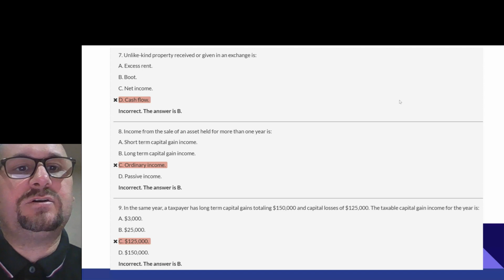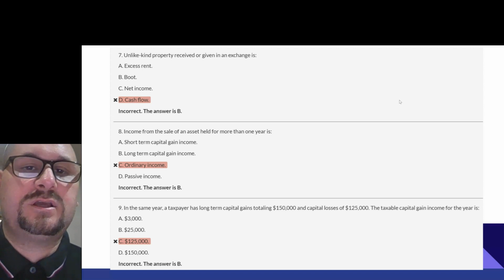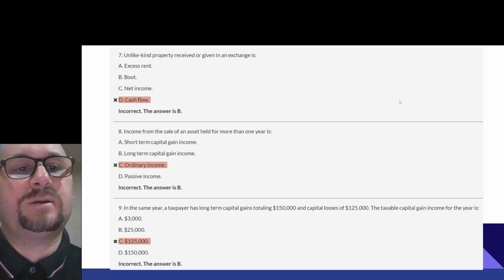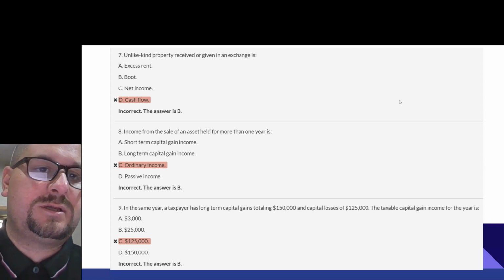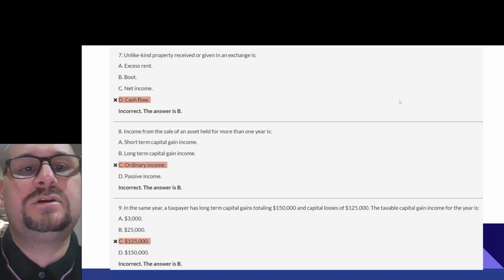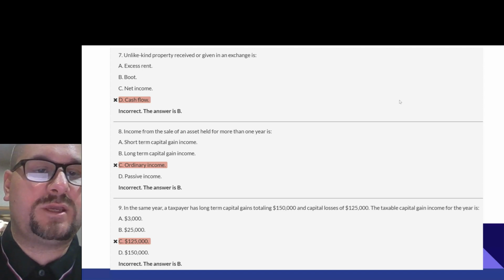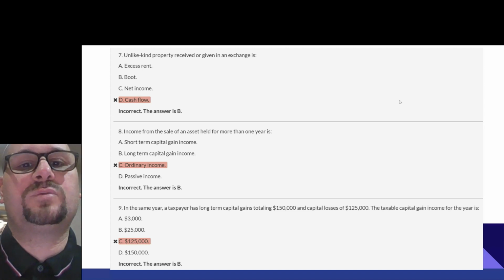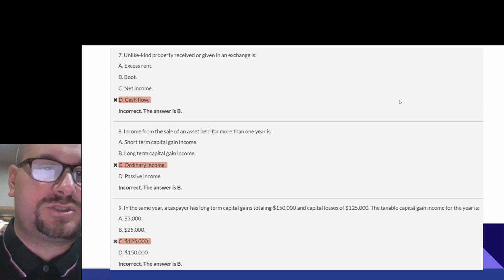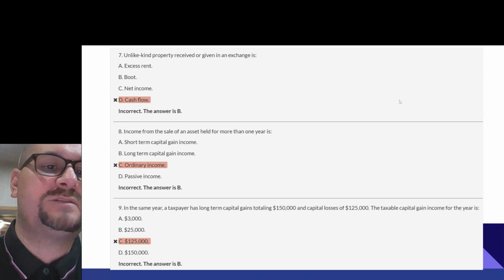Income from the sale of an asset held for more than 1 year is what? Bravo, long-term capital gain income. So if you get income from the sale of an asset held for more than 1 year, that's long-term capital gain income. Is it short-term? No. Ordinary income? No. Passive income? No.